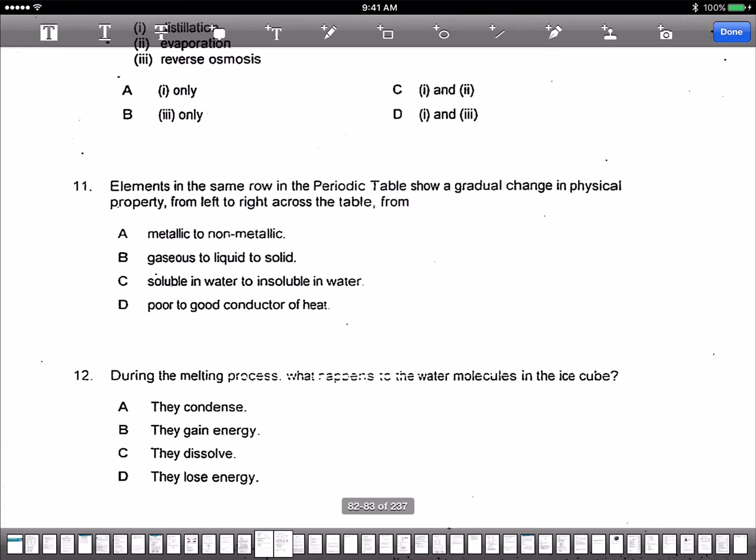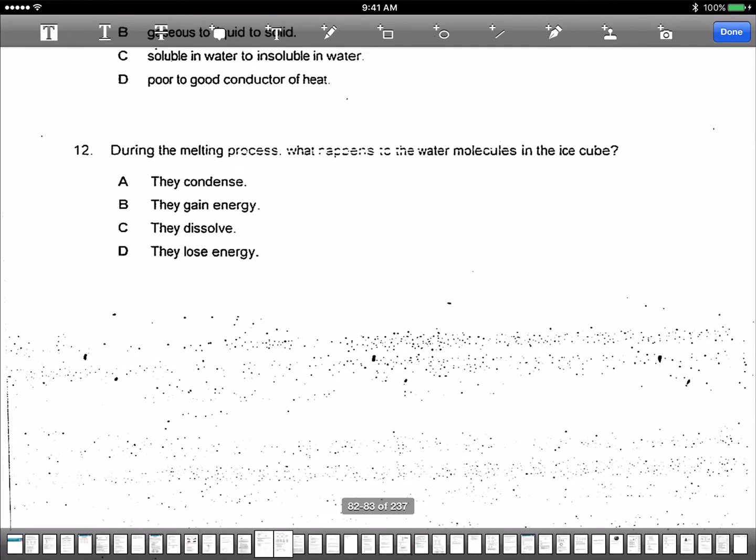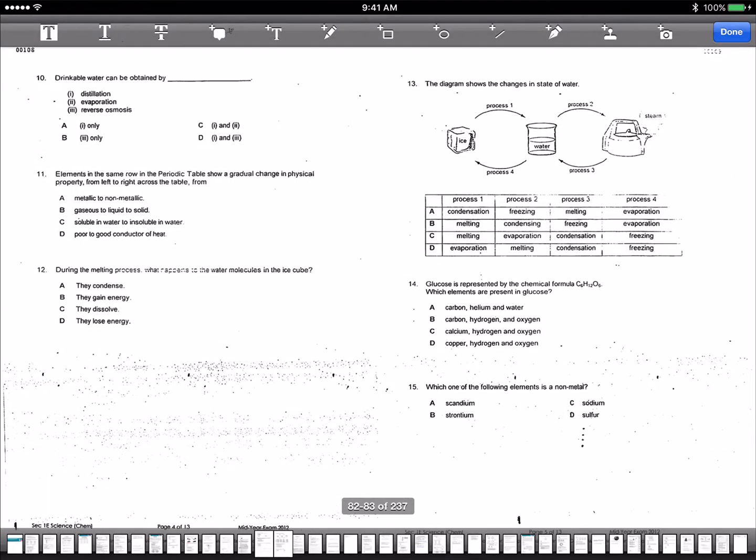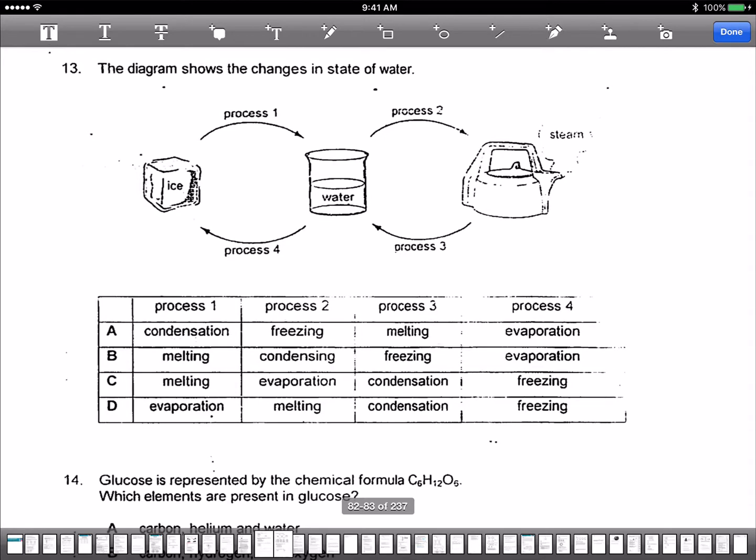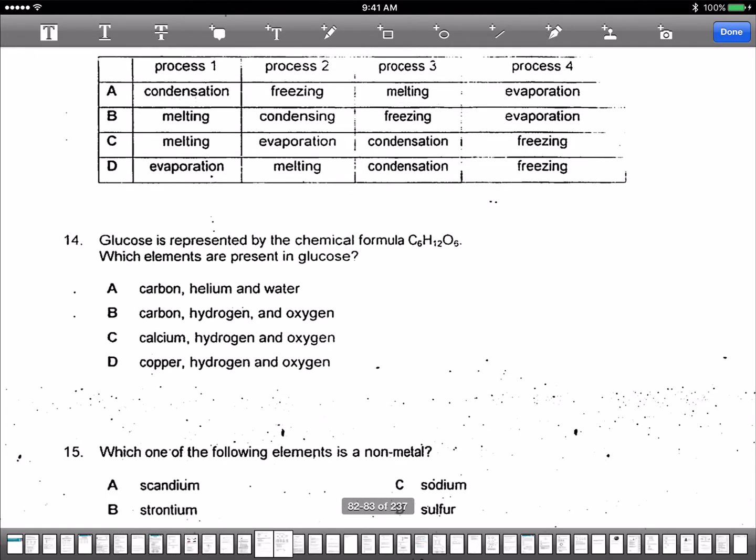Okay, next. Elements in the same row show a gradual change in physical property from left to right. Very good, metal to non-metal. During the melting process, what happens to the water molecules? B, they gain energy. Very good. Next one, 13. C. Process 1, melting. 2, evaporation. 2 is not evaporation? Water to steam. Wait, freezing. 3 is condensation. The best answer is C, because process 2 should be boiling, but they use evaporation so it can be accepted, because it's from liquid to gas. Okay, next, 14.